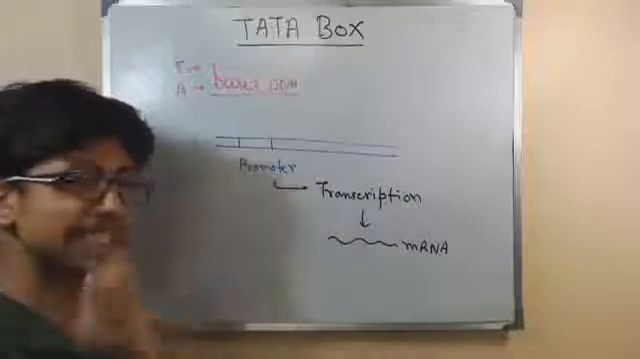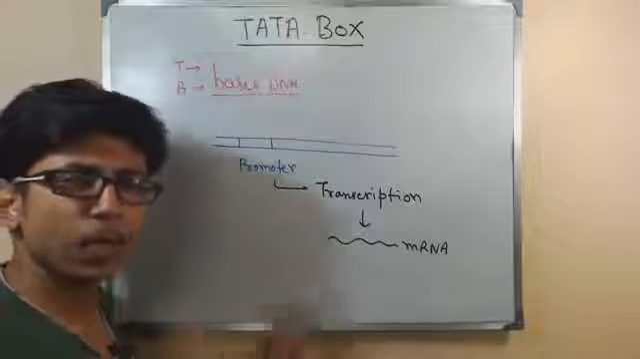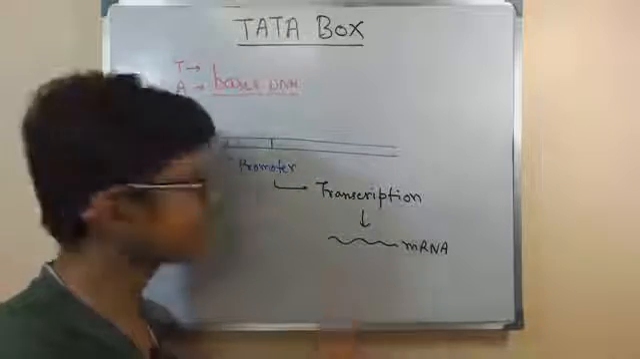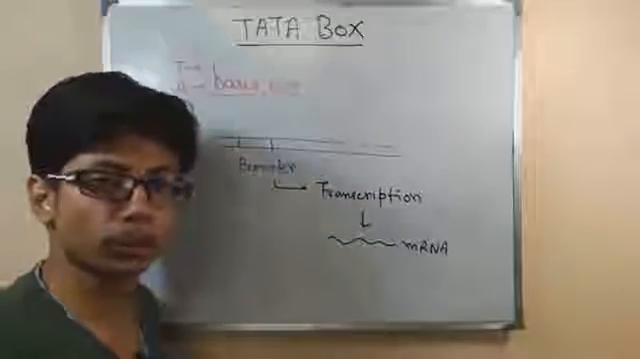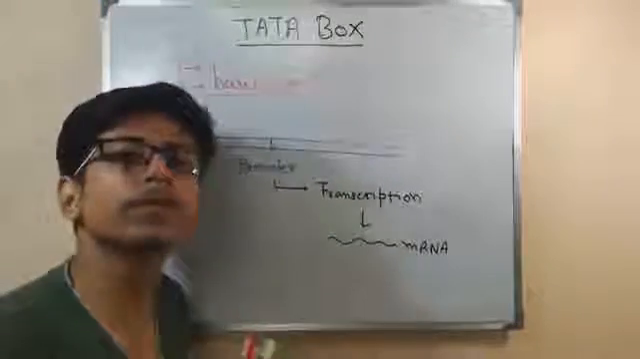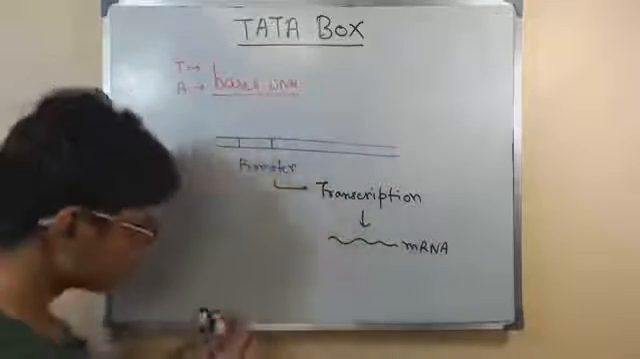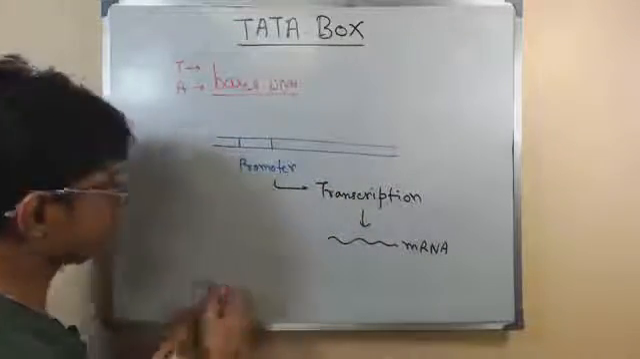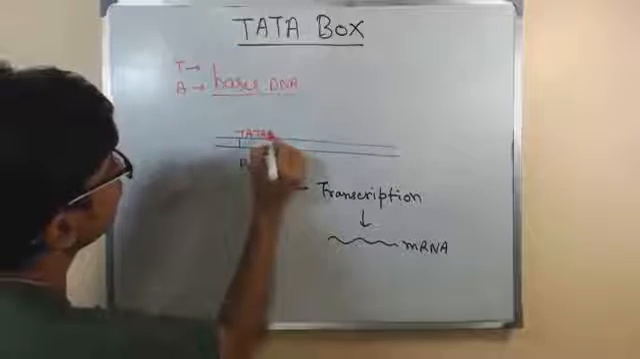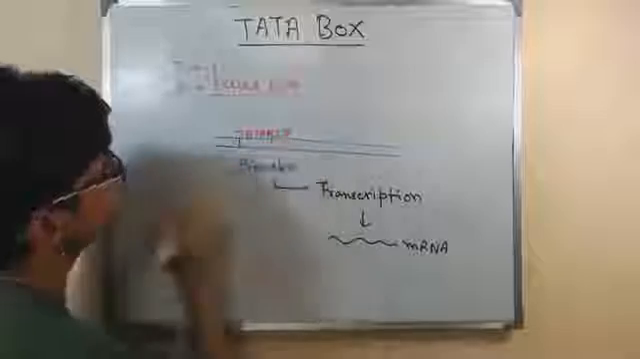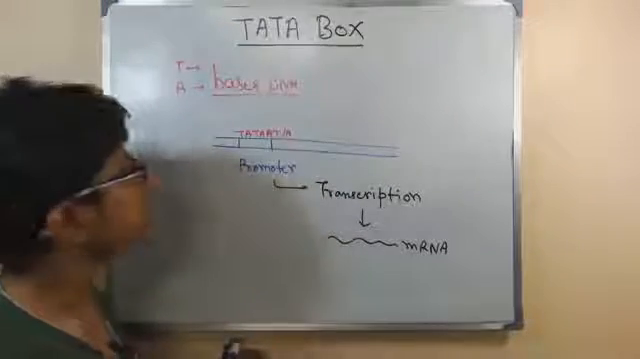So in this promoter section, there are different elements, core elements and other elements. Now this TATA box is one of the core elements of the promoter. It makes up most of the promoter, and it is very important here. So it is nothing but TATA, AT or AA, whatever is present in a sequence like this, right?